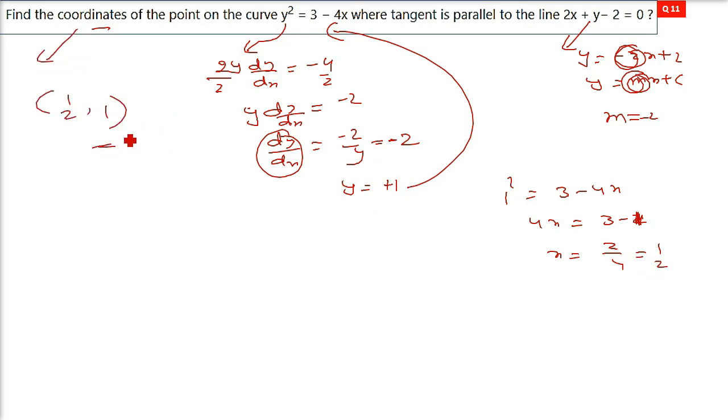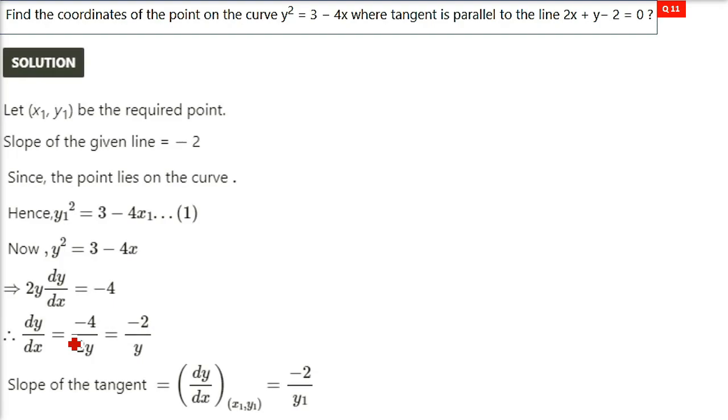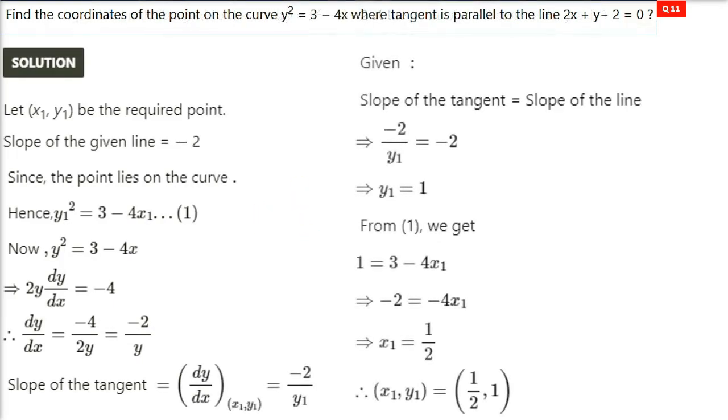This is your answer. Now how to do this? This is the way you have to write. So this is the whole solution which you can follow and do it by yourself. Try it. You can do it by yourself, right? This is a very simple question.